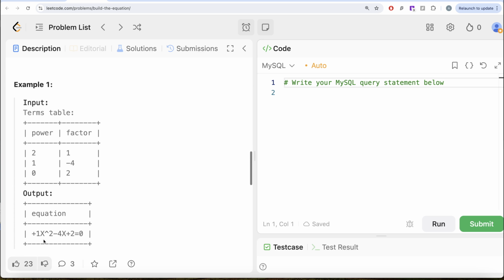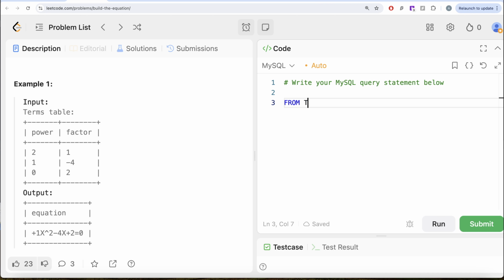So the first thing that we should do is, since we have the factor column, let's make another column with the concatenated values for the factor, that if it is greater than 0 it should be plus 1, if it is less than 0 then just keep the factor value, right? So let's try to do that.